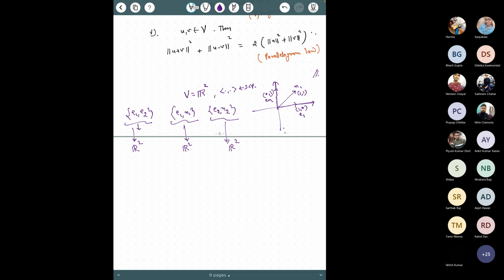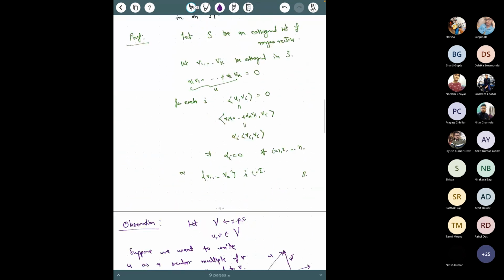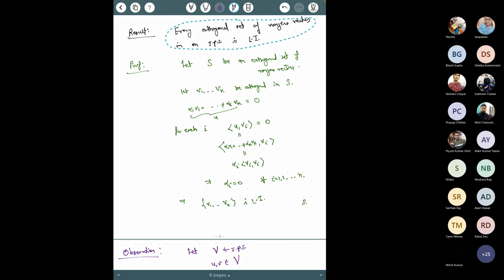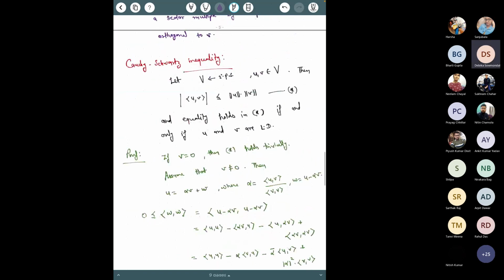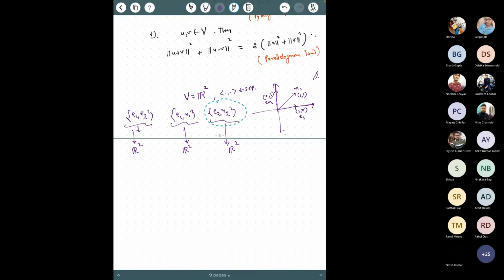So what we have proved here is that every orthogonal set of non-zero vectors in an inner product space is linearly independent. But the question is whether the converse is true. Can we say that every linearly independent set of vectors in an inner product space is orthogonal? So what is your answer? No, sir. No, we have already seen, yeah.